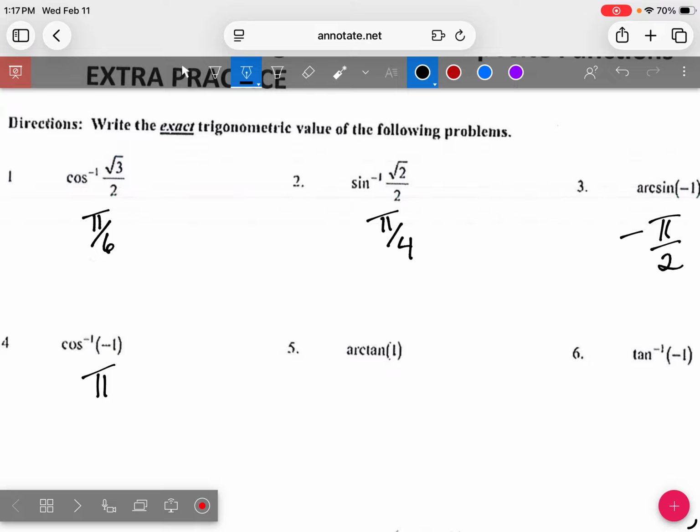Okay, number 5 is asking you what angle in quadrants 1 or 4 has a tangent of +1. So, Kimberly, what would you say? Pi over 4, right. Okay, last one. What angle has a tangent of -1? Kamaya. Negative pi over 4. All right, who got at least 4 of those right? Okay, we in good shape.